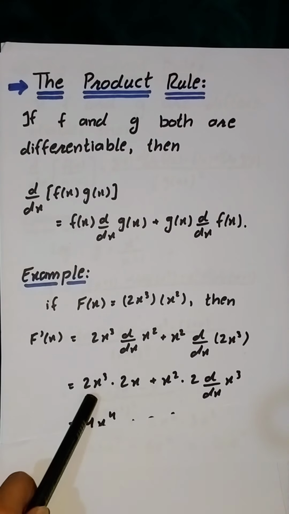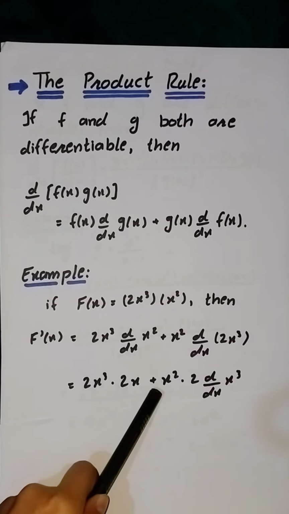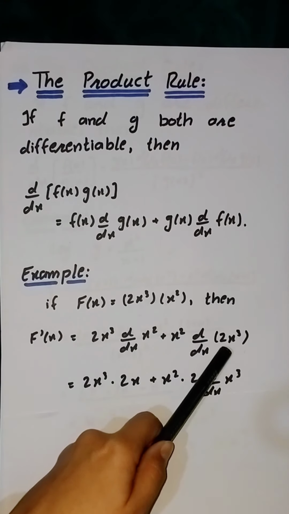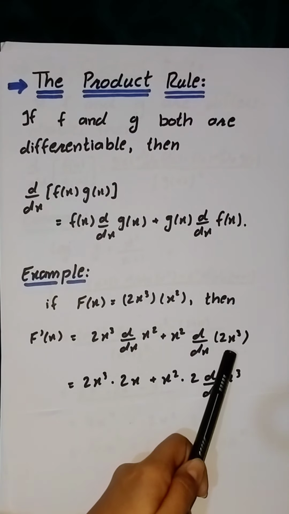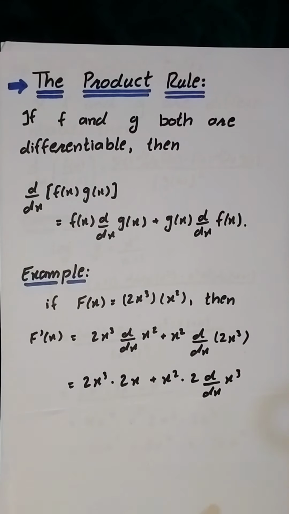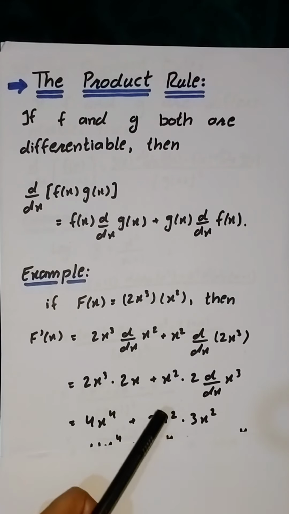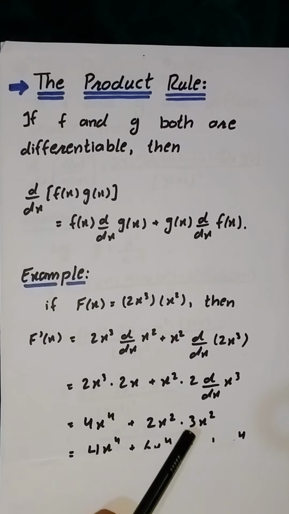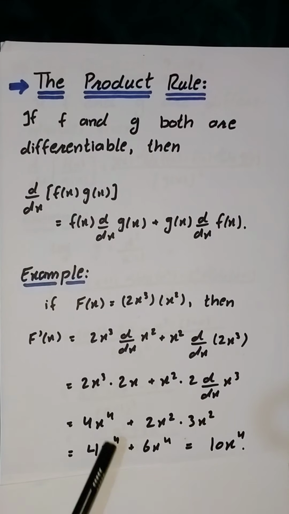It will become 2x cube times the derivative of the second function, which is equal to 2x, plus the second function as it is times the derivative of the first function. Here you can see a constant is also multiplying with this function, so we will also use the constant multiplication rule. We will put this constant out of the derivative. It will become 2x square times the derivative of x cube, which is equal to 3x square. So it will become 4x to the power 4.